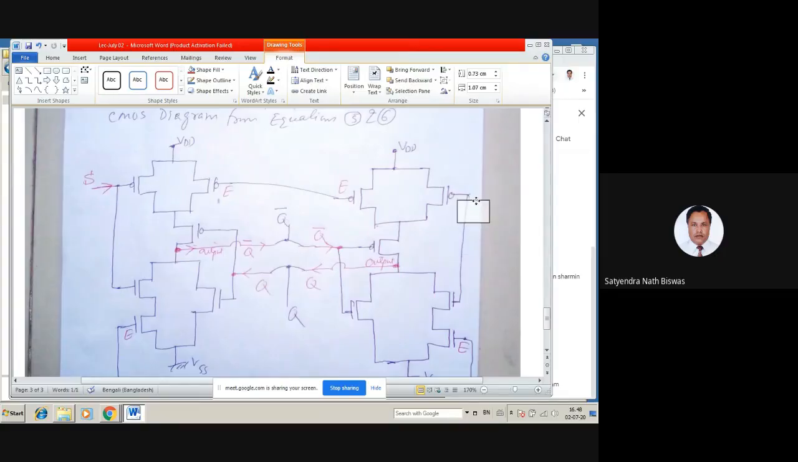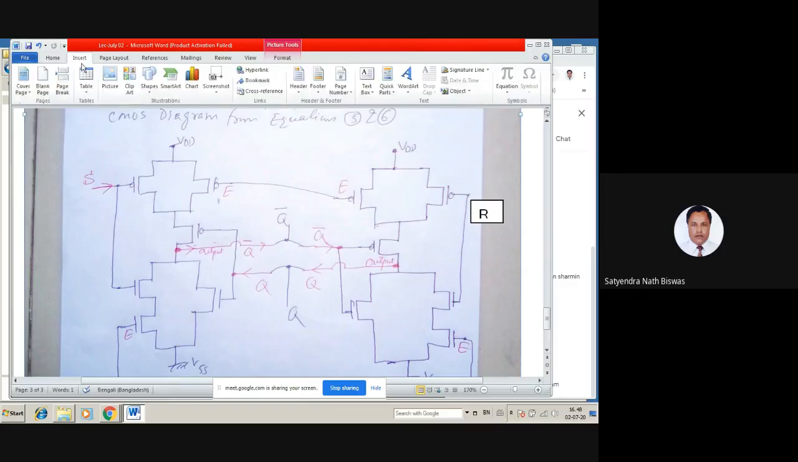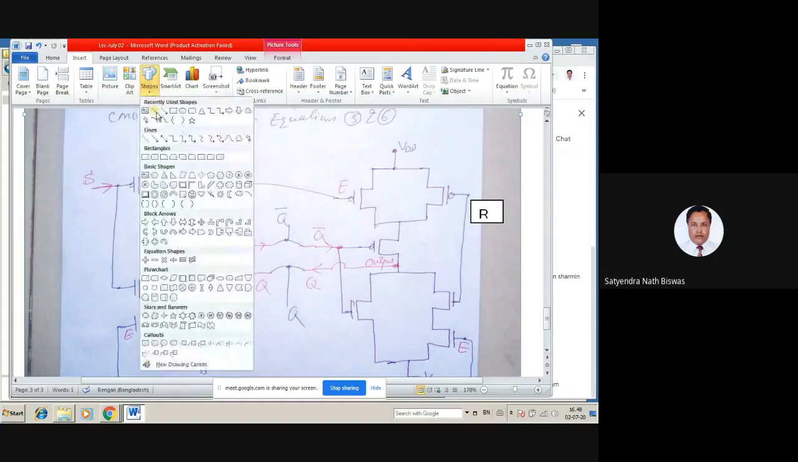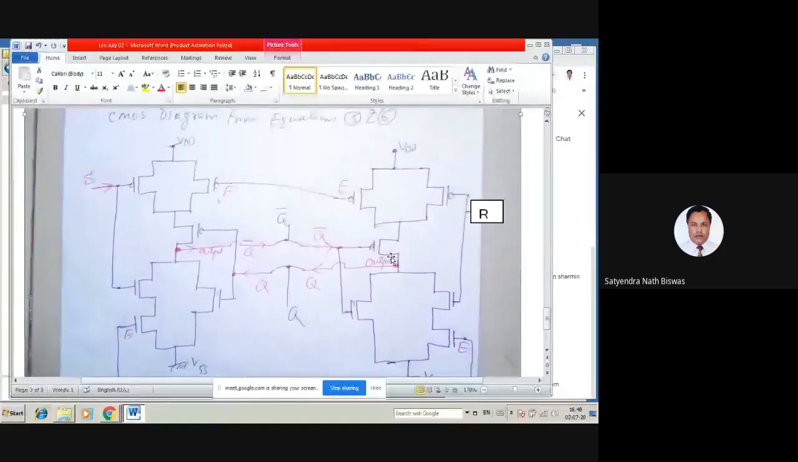Here we have to put r here, and the input is r. And the other input will be from the series. This one is q bar, which will be the input.